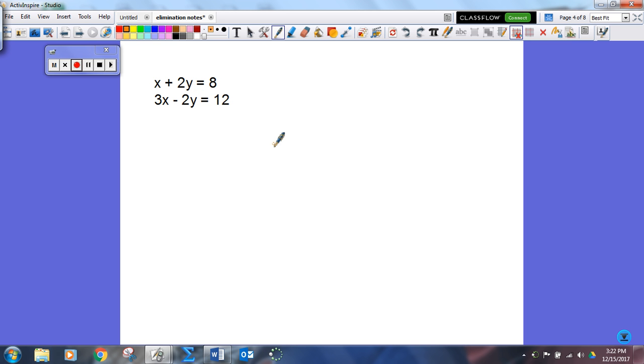First example. My goal is to eliminate a variable. Notice first that both equations are in standard form: x plus y equals a number. Also, I notice that I have positive 2y and negative 2y. 2y minus 2y equals 0. So because of that, I want to add these equations together.